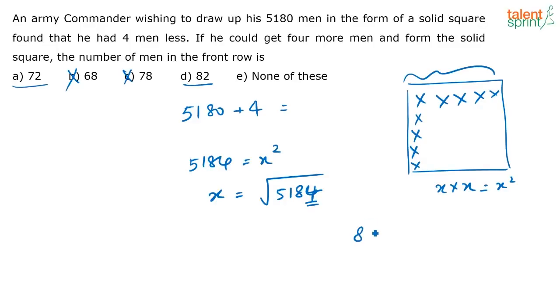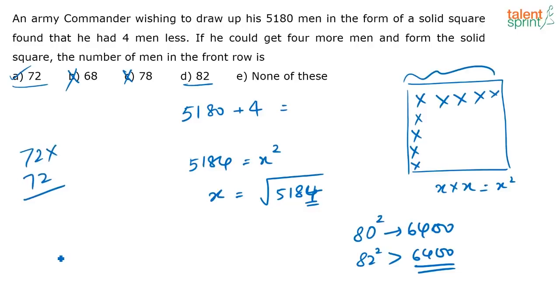Again, 80 squared you know is 6400, correct. So 82 squared will be greater than 6400, that much you know. So here you have only 5184. So definitely your answer has to be 72. But since there are no other options either, what you do is 72 into 72, check whether you get 5184.